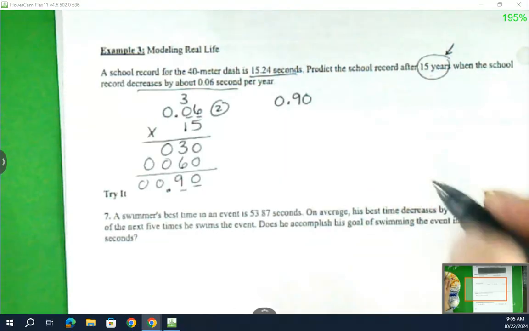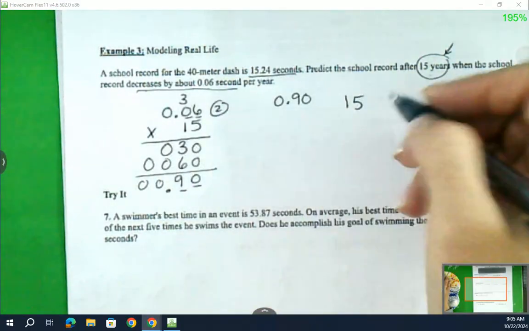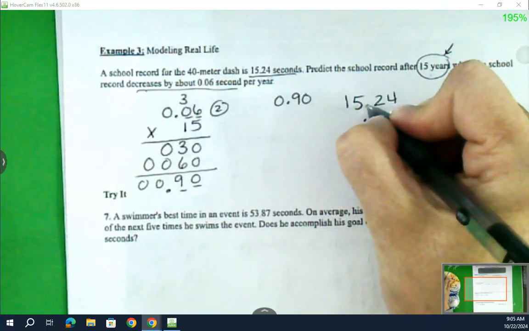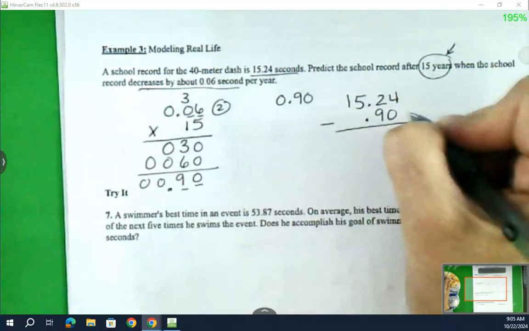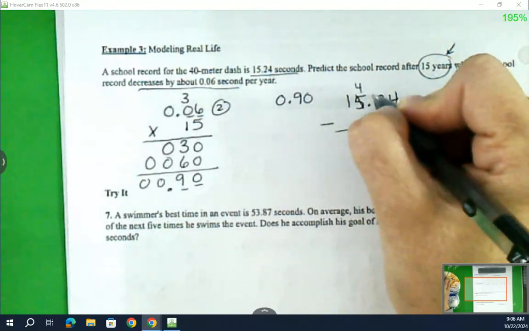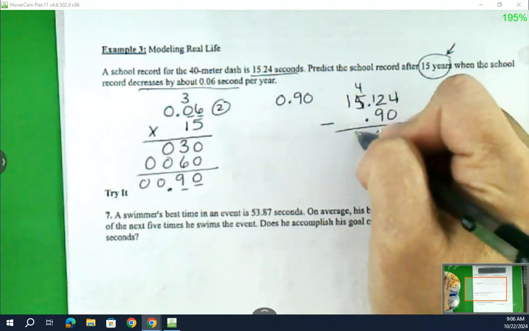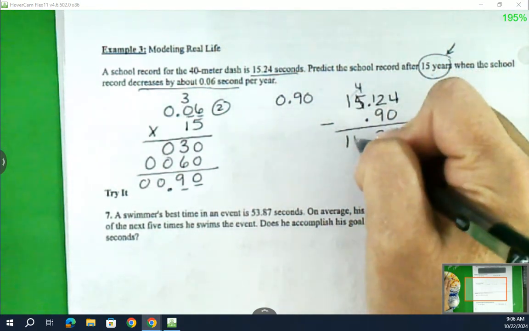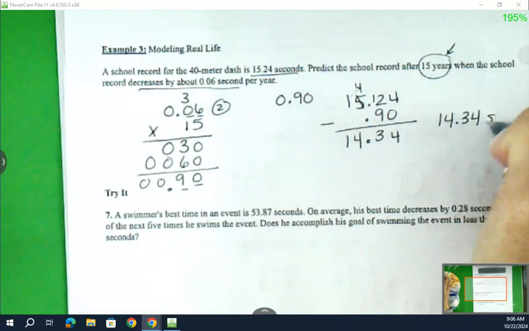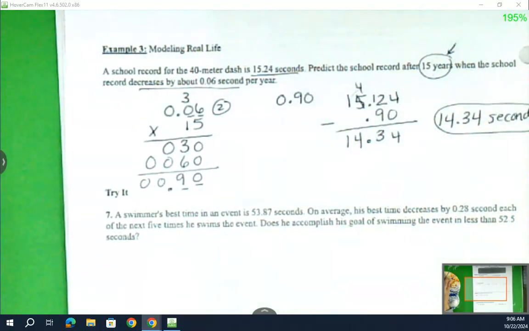And we're going to have to subtract that from what we had, because a decrease means obviously it's getting faster, which means less time. So when we subtract, we line up our decimal. 4 minus 0 is 4. 2 minus 9, we're going to have to borrow from the 5 here for 12 minus 9, which is going to give us 3. And then we have 14 minus nothing here, so that's 14. So 14.34 seconds is the predicted new time in 15 years.